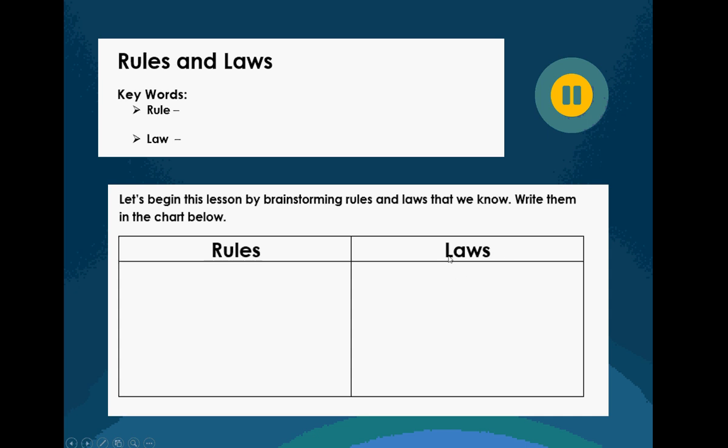In the second side of the chart, I want you to do the same for laws and see if you can once again come up with 3 or 4 examples of laws. While you do that, press pause on your video and complete this, and then you can continue with the video. Talk to you soon.